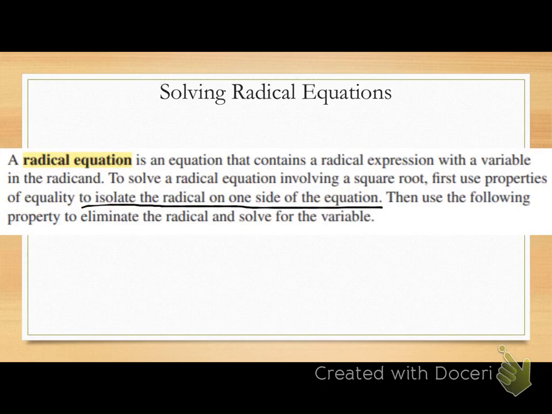If 3 is being added to the radical, I'd subtract 3 from both sides to get rid of it. If 5 is being multiplied by the radical, I'd divide by 5 on both sides. Okay? Still using inverse operations. Am I good to move on? Okay.